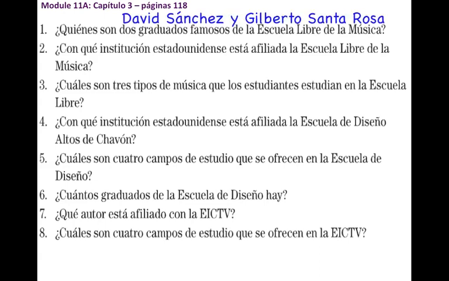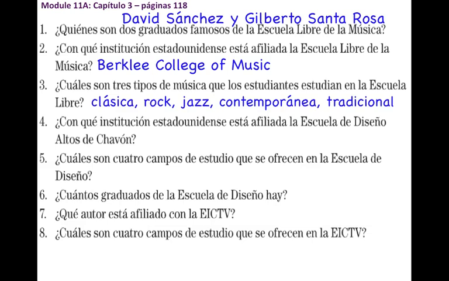Two famous graduates of the School of Music, David Sanchez and Gilberto Santa Rosa. 2. ¿Con qué institución estadounidense está afiliada la Escuela Libre de la Música? La Libre is affiliated with the Berklee College of Music. 3. ¿Cuáles son 3 tipos de música que los estudiantes estudian en la Escuela Libre? What are 3 types of music that they study at La Libre? Clásica, jazz, rock, contemporánea, tradicional.